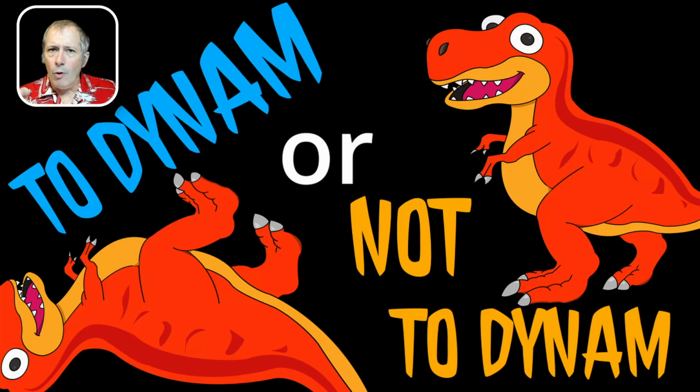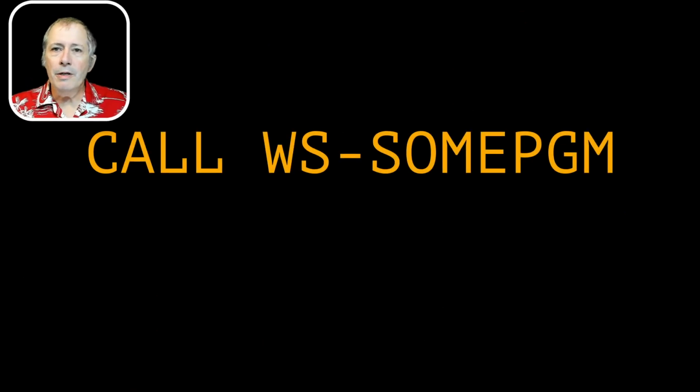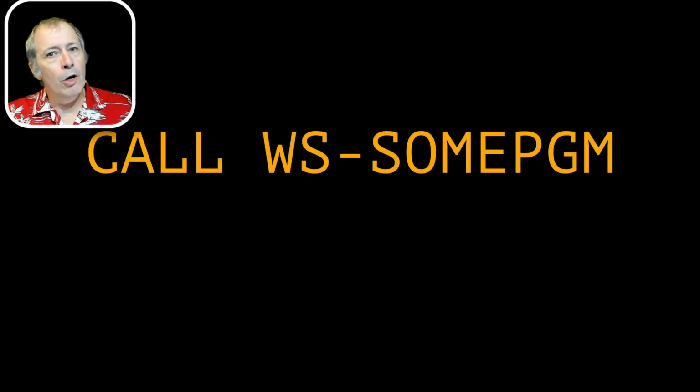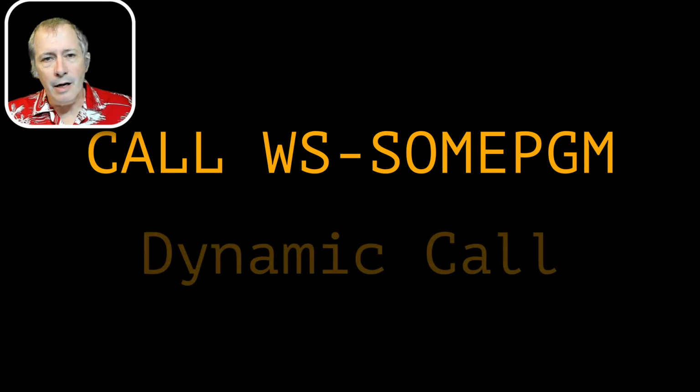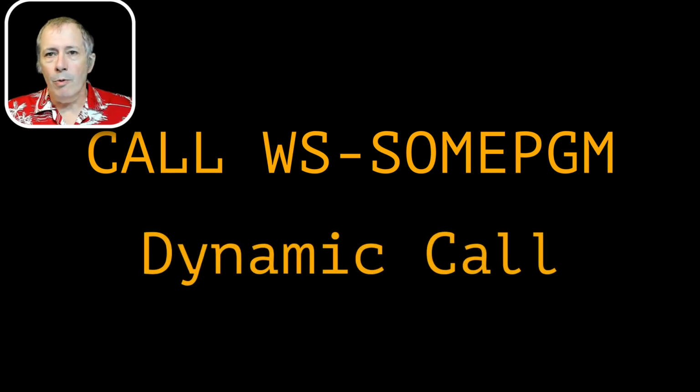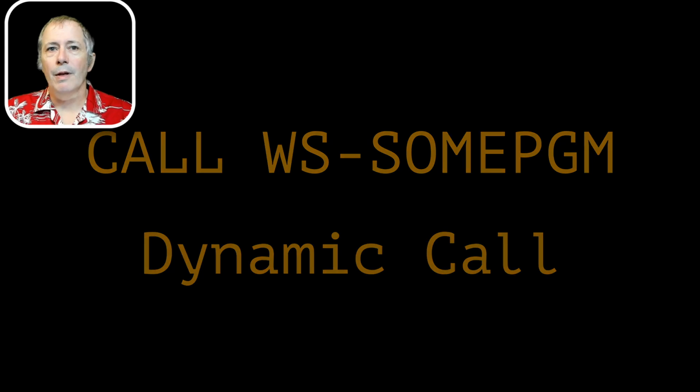To DYNAM or not to DYNAM? That is the question to be explored in this video. When a program is invoked using a variable, most programmers state that it is a dynamic call. Call variable means the call is dynamic.